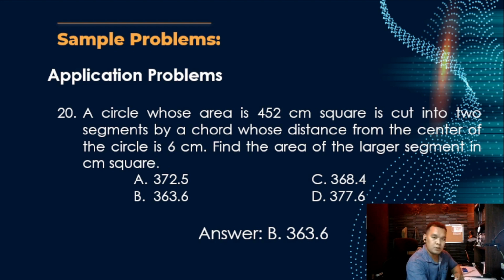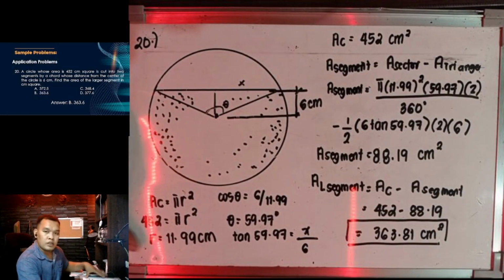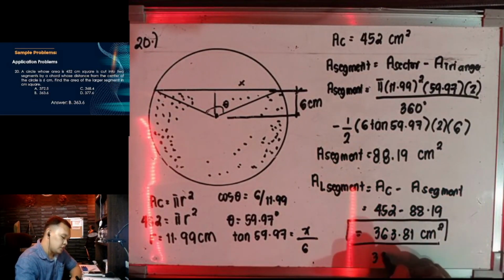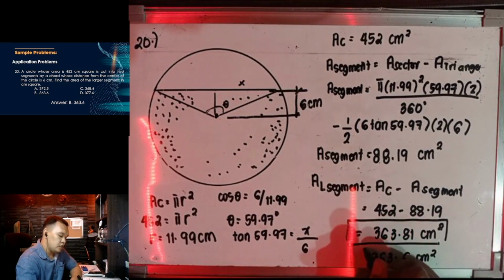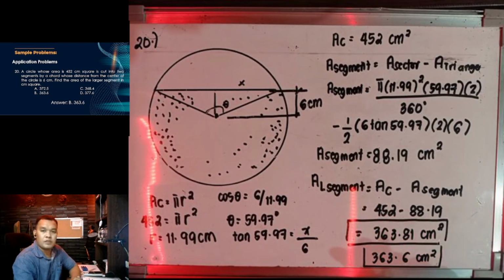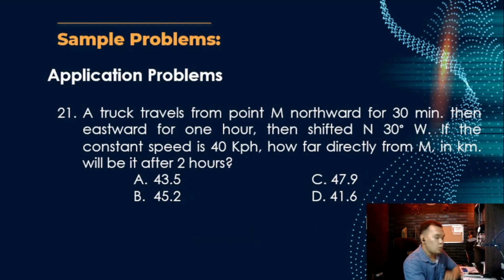Okay? So, let's proceed to another problem. So, balik natin yung sagot. Ito po yung sagot natin. So, 363.81. Pero ang sagot sa choices ay 363.6 centimeter squared. Try to check na lang po, no? Pero, konting difference lang naman siya sa point something. Okay, so let's proceed to problem number 21.